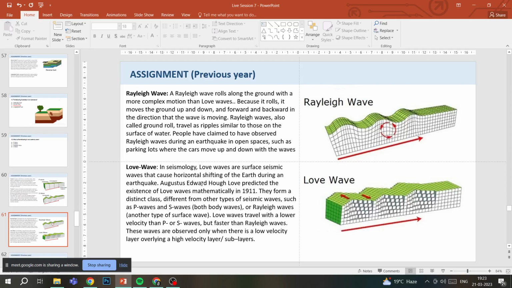And then Rayleigh waves are also called wave rolls, and they roll along the ground with a complex motion, and move the ground up and down and forward and backward. They are also called ground roll, and they travel as ripples similar to those on the surface of water. People have claimed to have observed Rayleigh waves during an earthquake in open spaces such as parking lots, where the cars move up and down with the waves. And then love waves are surface seismic waves that cause horizontal shifting of the earth during an earthquake, and it was named after Augustus Edward Hugh Love in 1911.